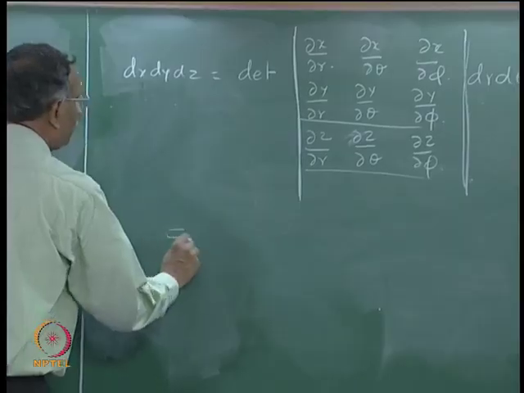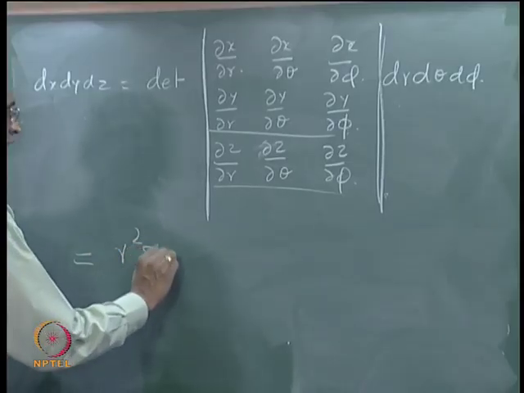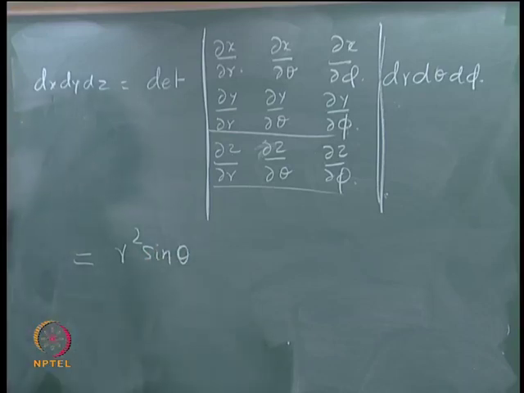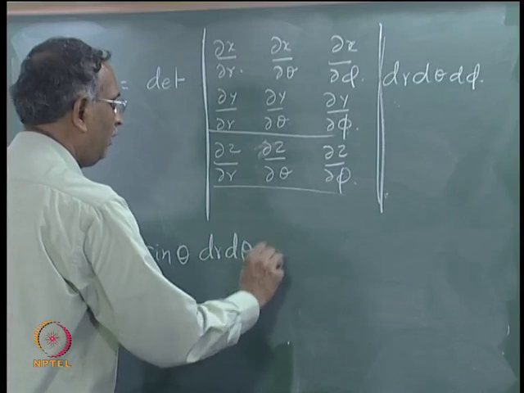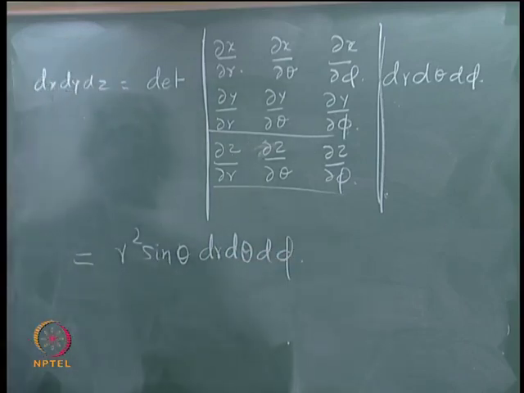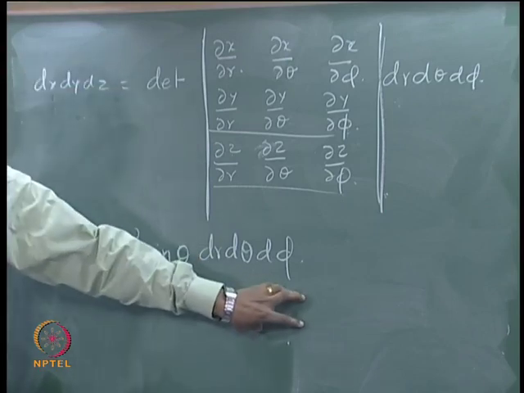When you do that substitution, finally what you get out is r square sin theta as the value of the determinant multiplied by dr d theta and d phi. Okay. So, this is the volume element transformation from the Cartesian to the spherical polar coordinate system.